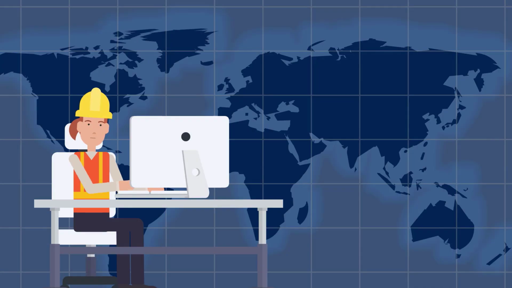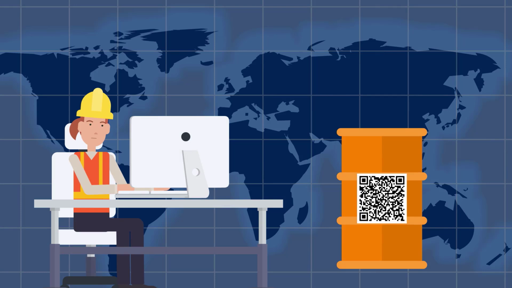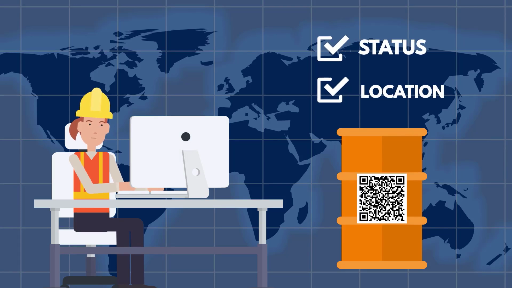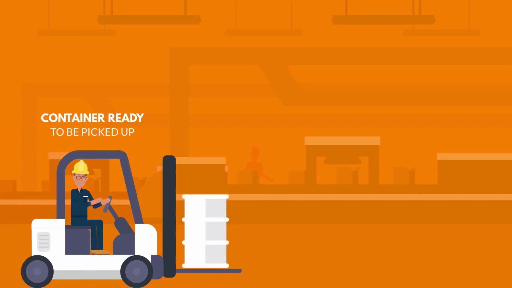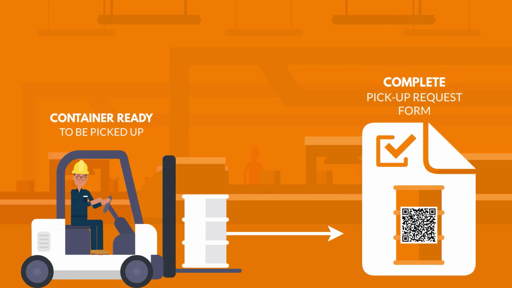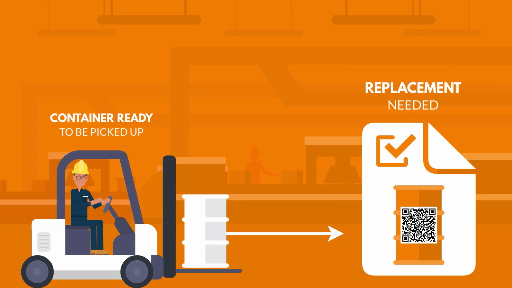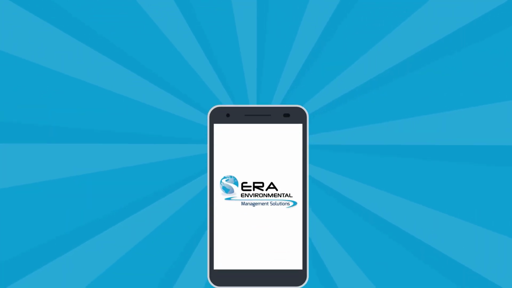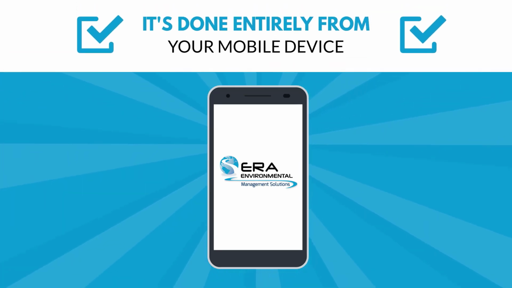The requested container would come with a QR code that allows the waste managers to know its status and location at all times. That way, when it's time for the container to be picked up, all you have to do is scan the QR code and complete the pickup request form. You would also have the option to indicate whether you need a replacement for it. That's how simple and quick the task becomes. It's done entirely from your mobile device.